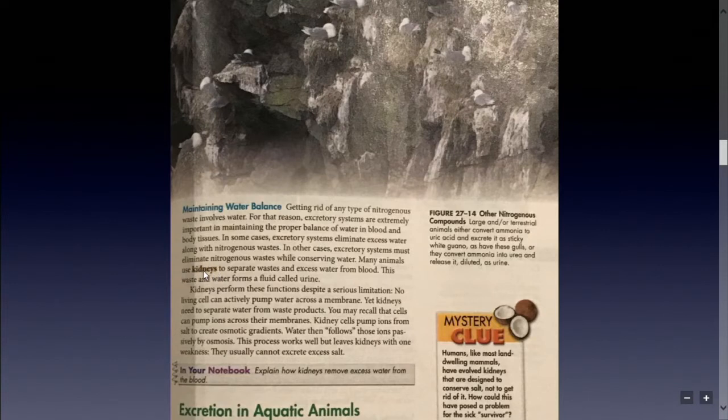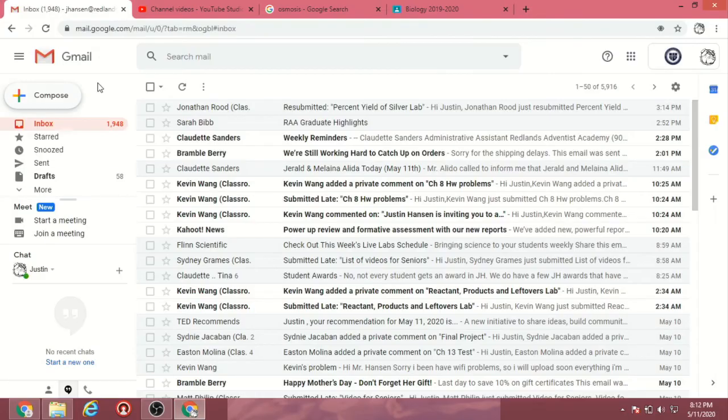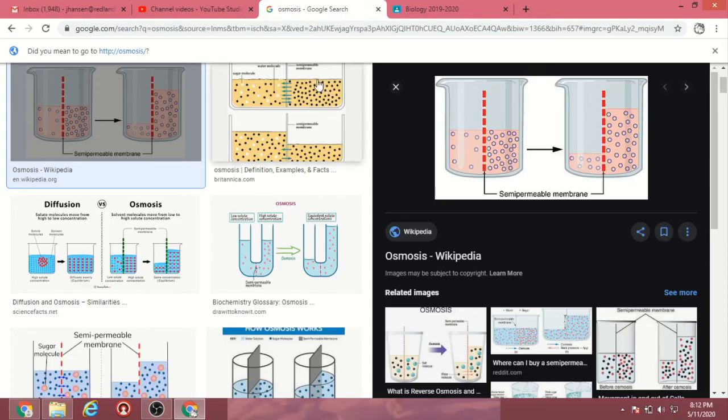Kidney is an organ that's made up of tissue that's made up of cells. And so every cell cannot actively pump water. It doesn't work that way. Water is pumped another way. If you remember, back in chapter 2, we talked about osmosis.